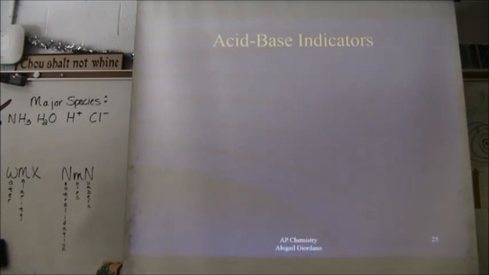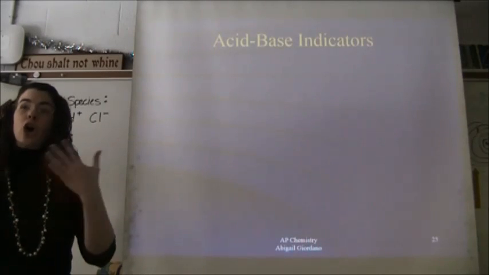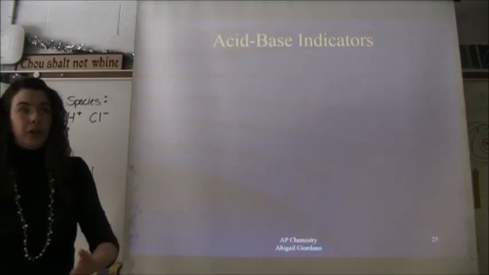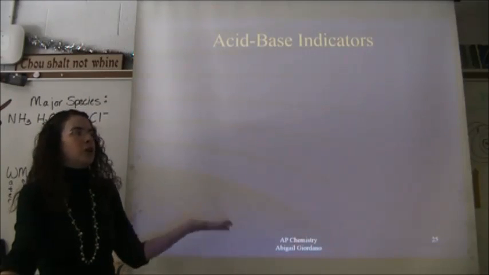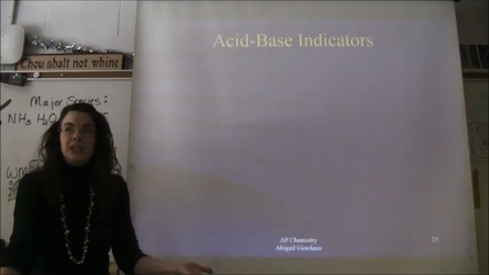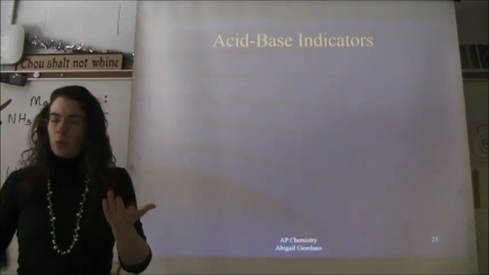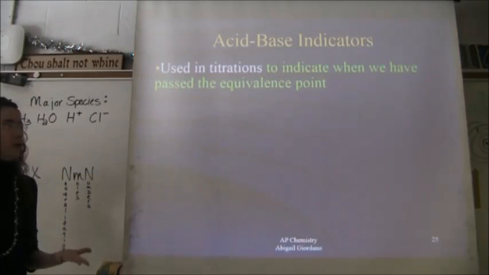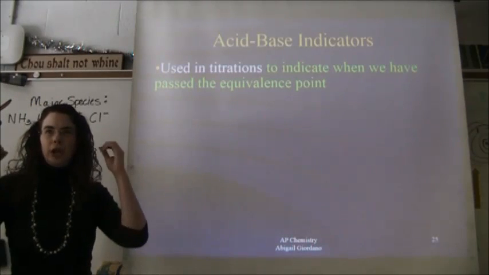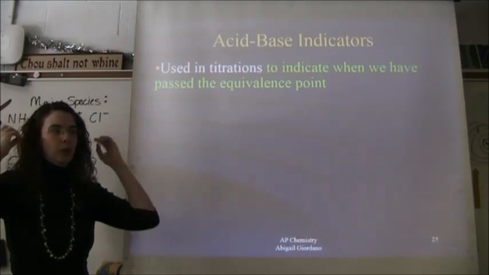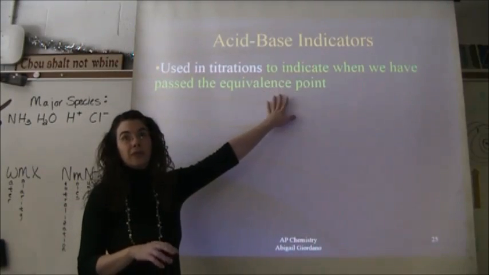Here's the problem. Most solutions out there are clear. Most acids are clear. Most bases are clear solutions. How do we know when we've gotten to the equivalence point? You add clear to clear, you just get more clear. We use what are called indicators to give us a visual clue, like we can see it with our eyes when we have reached the equivalence point.